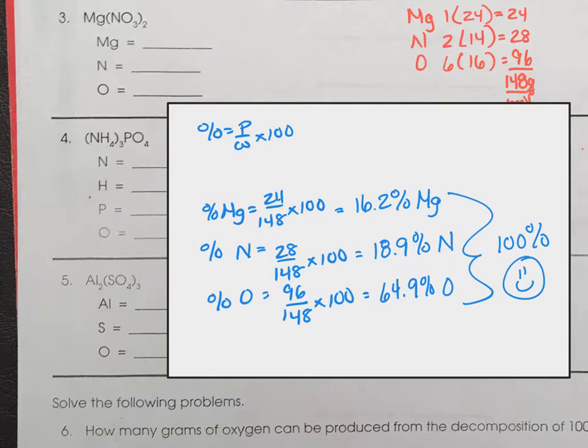Alright, so here's problem number 3 worked out for you. You can see just real quick, we've got 3 different percentages. They all add up to 100%, so that's the way I checked my work. I have my gram formula mass written over here on the side. It came out to 148 grams per mole. It's hidden behind my box. So if we were to write the answers in, this would be 16.2%, this one would be 18.9%, and this one would be 64.9%. Okay?